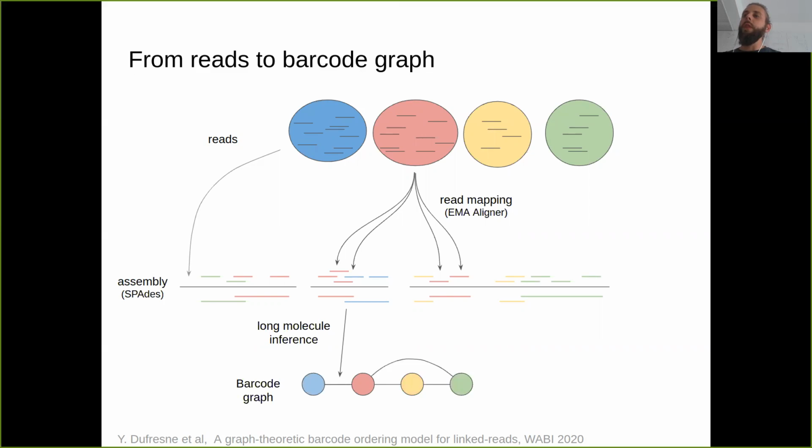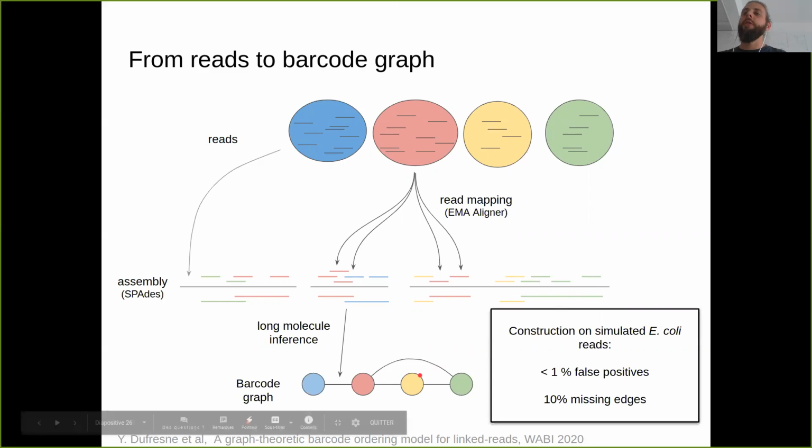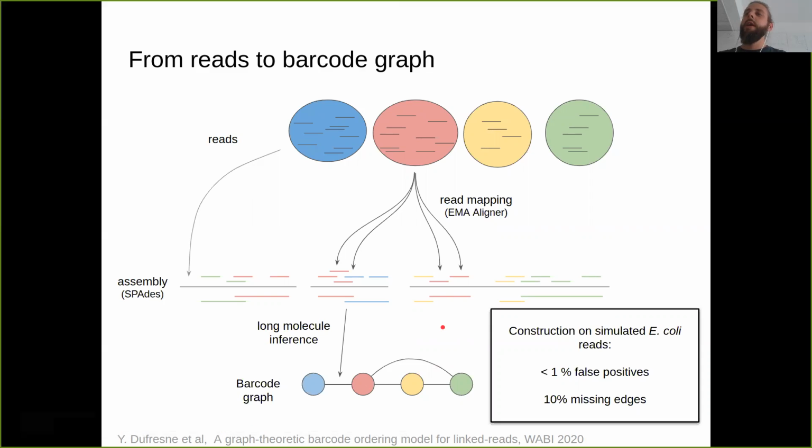And this is very good. In fact, on our E. coli test, we create almost no wrong edges between the barcodes. So almost all the edges are correct, even if we missed around 10% of the edges. But 10% is good.